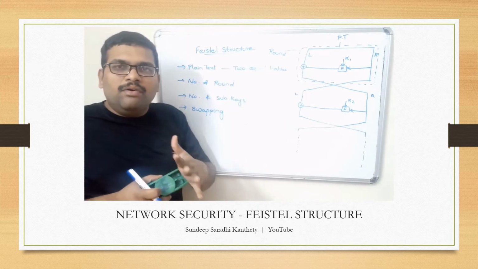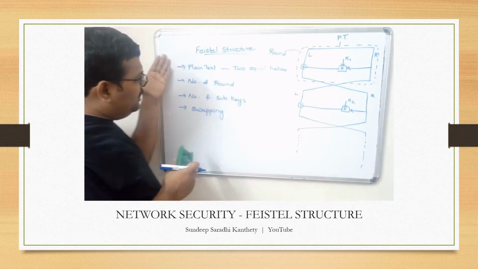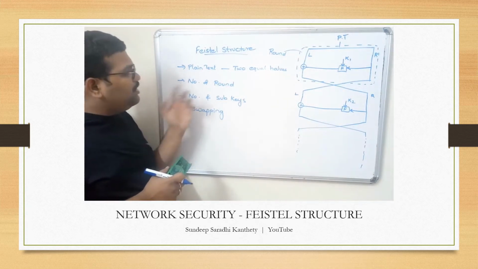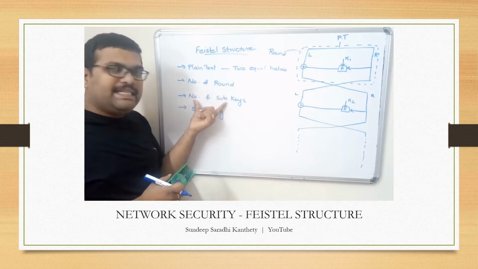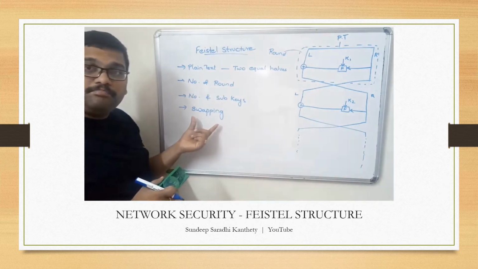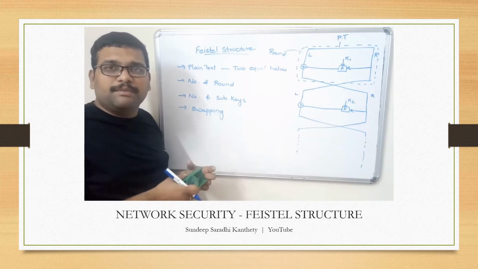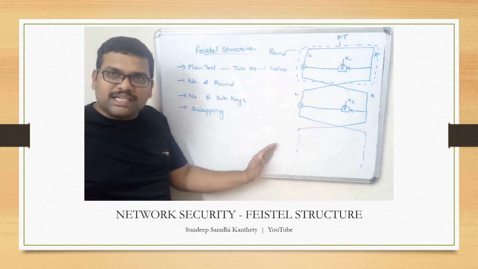And now if we look at the block cipher design principles, all these are the block cipher design principles. First one, two halves. Next, the number of rounds, number of subkeys, swapping, and the subkey size and the block size. All these are the block cipher design principles. Now let us see that. Alright. So this is all about the Feistel structure.